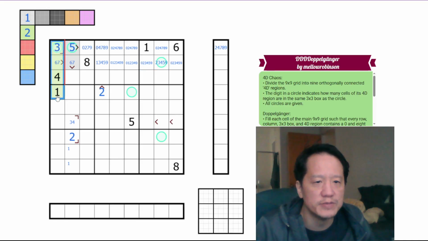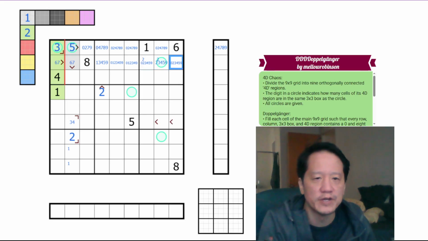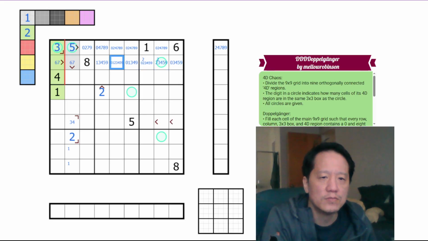The green is missing 2. So the 2 has to be in 1, 2, 3, 4, 5, 6, or 7. So 2 has to be one of these 2 digits, which means we can't have 2 remaining in the row. And you can't have 2 remaining in the box.